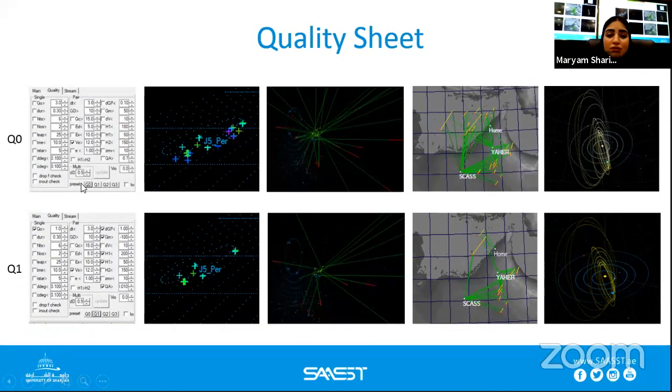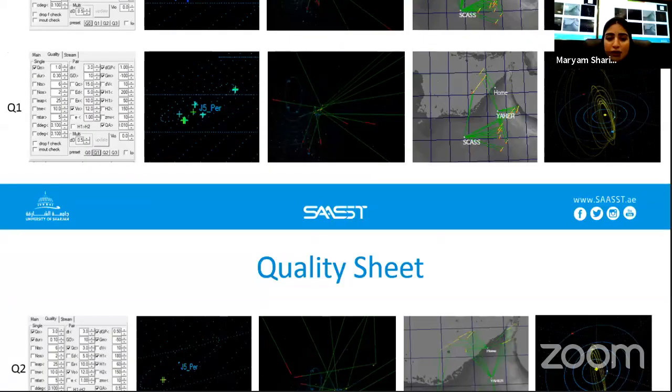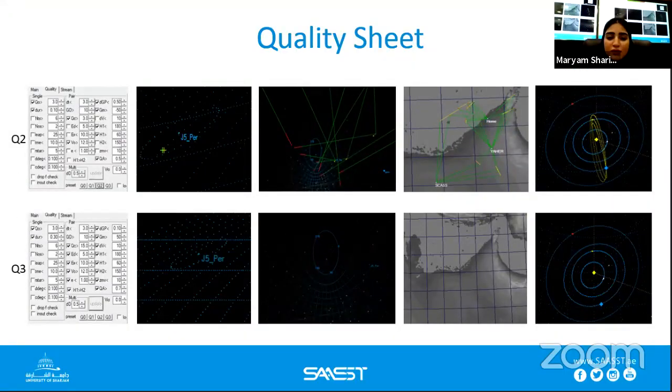Then we have the quality sheet. We have four quality levels from Q0 to Q3. Q0 is with the minimum requirements, or the minimum variable restrictions. Once you move on, there are more requirements that are set to make sure that we have the highest quality, which will eliminate the bad meteor observations, or the not really accurate and correct meteor observations. So that's the quality sheet.